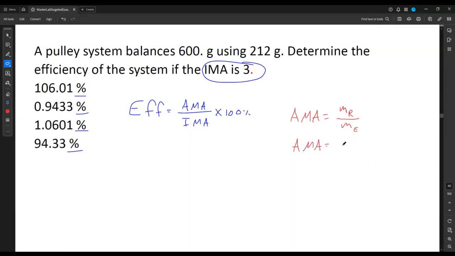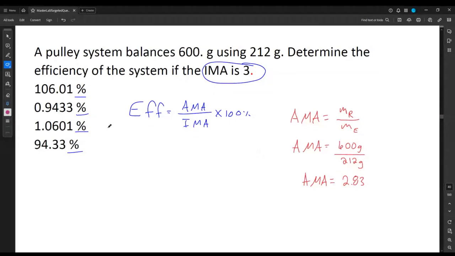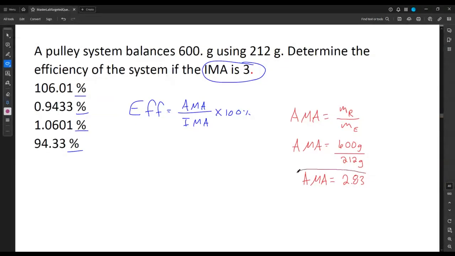Okay, well, the MR, the mass we're trying to balance or pick up, is 600 grams, and the ME is what we're putting in or balancing on the other side. Grams and grams will cancel, which again is why we weren't super worried about the conversion. And this is going to give us, excuse me, about 2.83. Okay, and then now that we've learned that piece of information, let's see what we can do that we couldn't do before. I know my AMA, I know my IMA, and I've got formulas where they want to go. So let's finish it up.